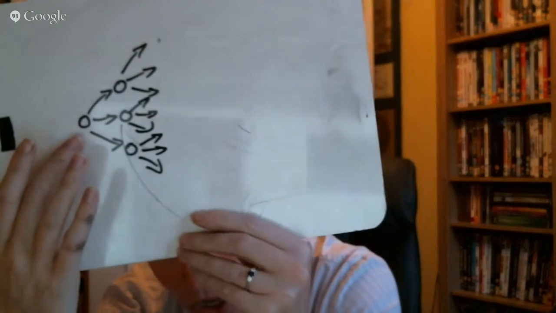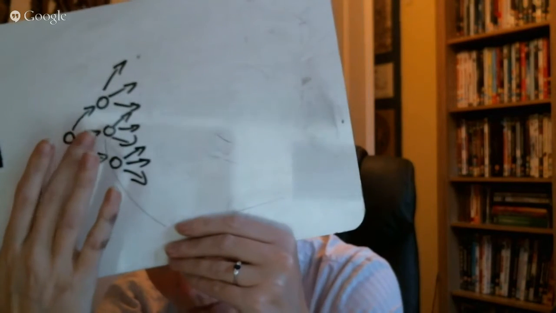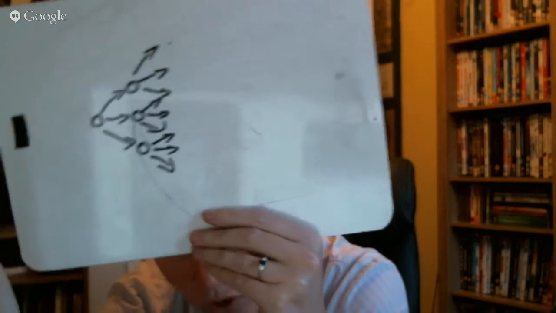So what we end up with is a reaction that can get very, very big, very fast. So if you imagine that you've got this kind of setup, so you start off with 1 atom, that releases 3 neutrons, they hit 3 atoms, they release 3 neutrons apiece.